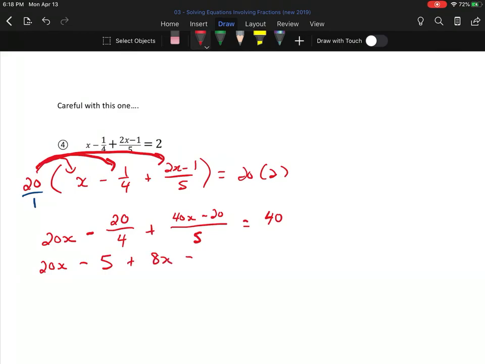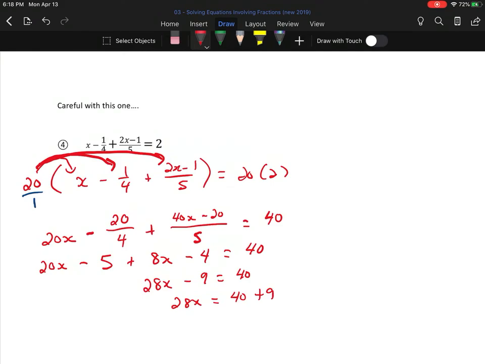And take a look at each of these terms. 40x divided by 5, that's 8x. And negative 25 divided by 5 is negative 5. And by multiplying through by the common denominator, in the next step I don't have any fractions to deal with anymore. And it becomes a question like the stuff we've been doing the last couple of days. Collect like terms over here. I get 28x minus 9 equals 40.